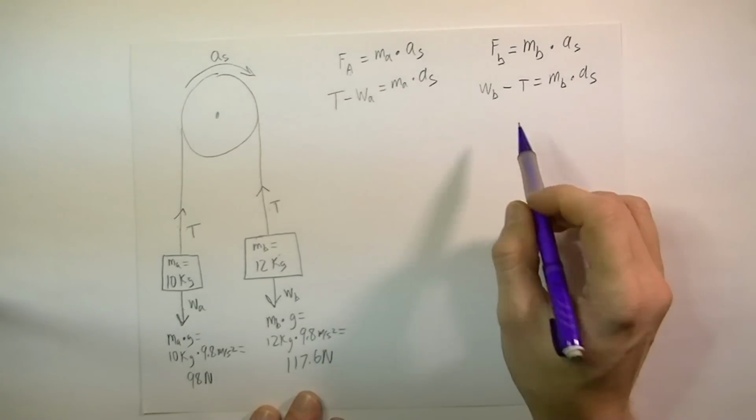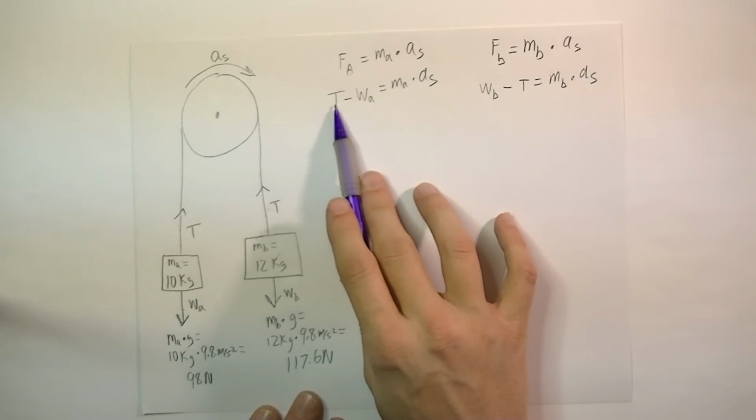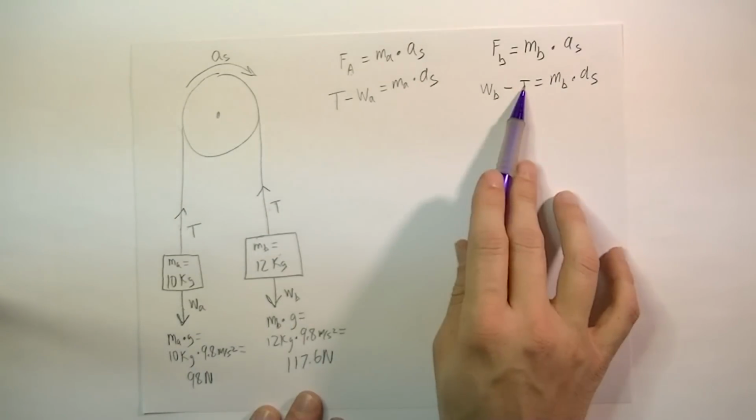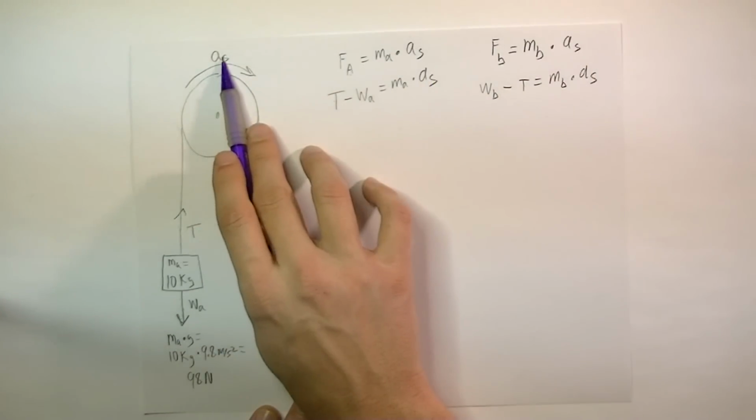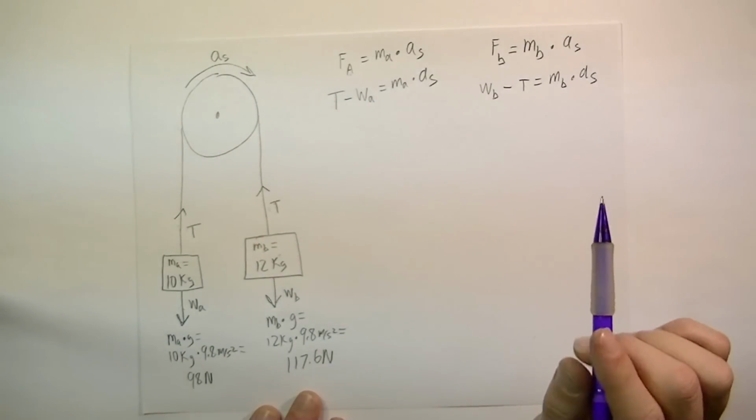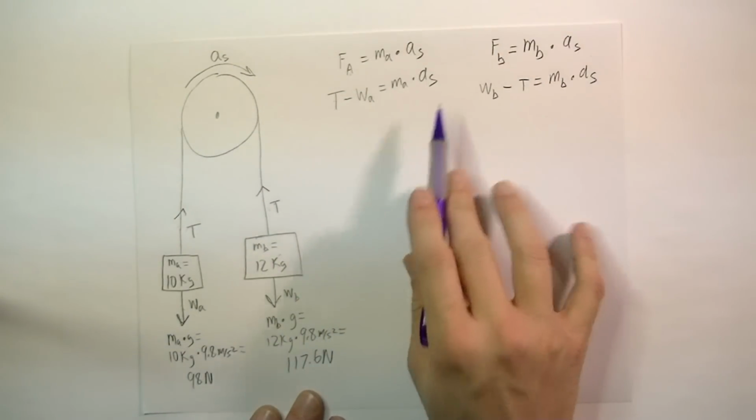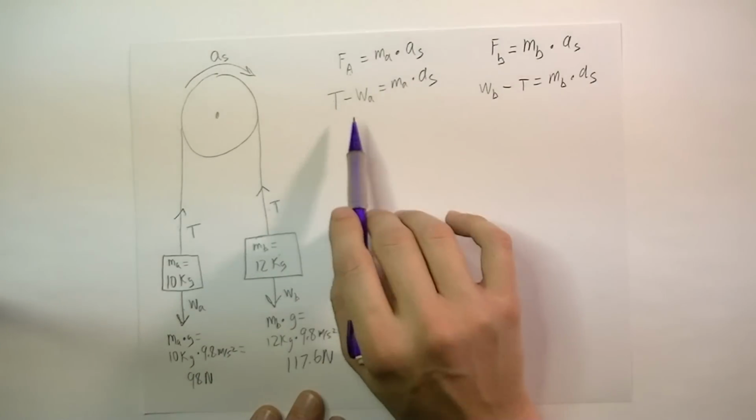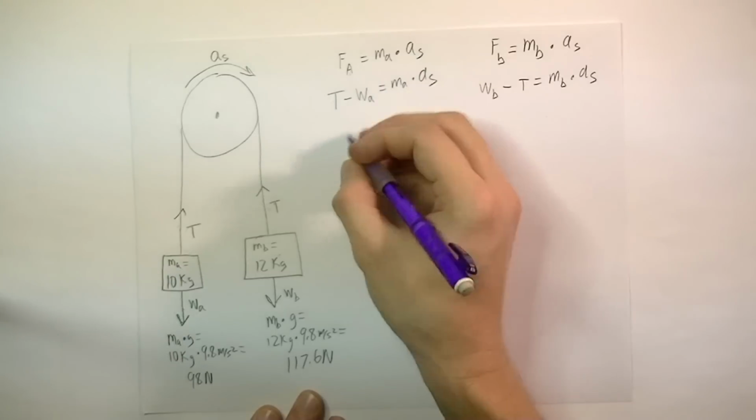Okay, now to solve this equation, we have two unknowns here. The first one being the tension, and the second one being the acceleration of the system. But luckily we have two equations so we can solve for two unknowns, and I'm going to use the method of substitution. I'm going to solve both equations for T.